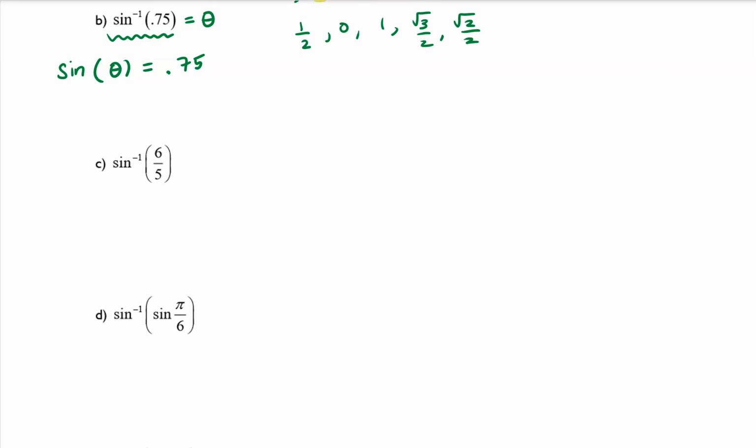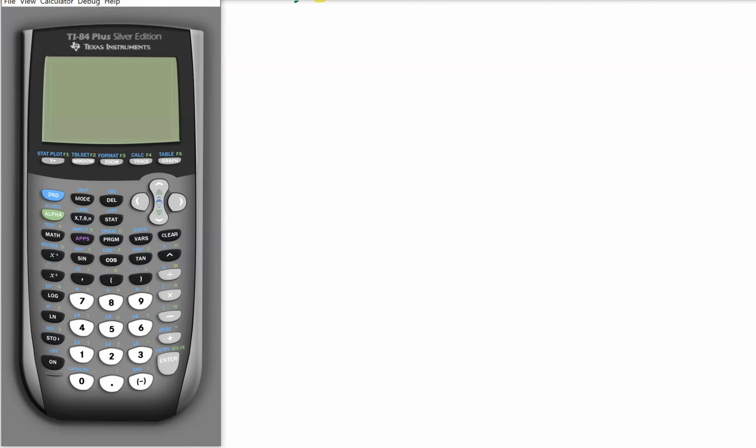Those are some of the common ones, and 0.75 is the same thing as 3 over 4, and that's just not one that you'll find on the unit circle. And so in order to figure out what angle theta we are looking for, we're going to need to use a calculator. A scientific calculator, in fact, or a graphing calculator, just one that has trigonometric functions on it.